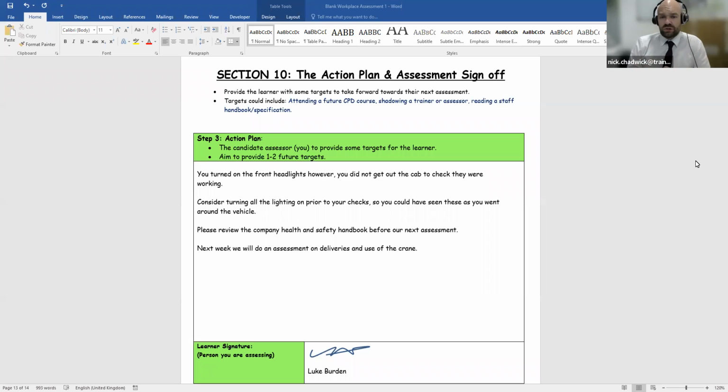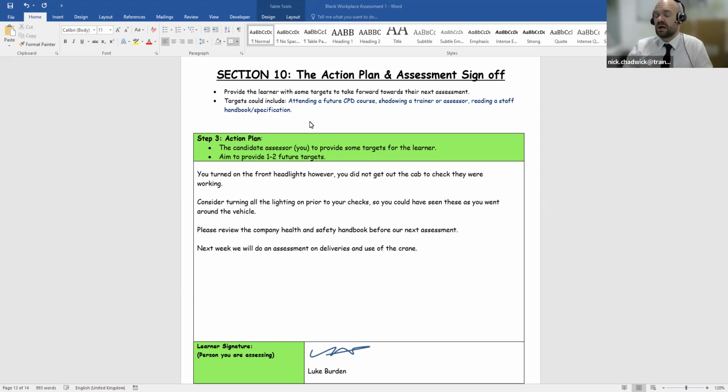Our final section of our workplace assessment is section 10, the action plan and assessment sign off document. So in this section, it's very much the end of our workplace assessment, and we are going to provide our learner with some useful targets to take forward towards their next assessment, or their next shift, their next day, their next working role. Okay, so it's very much just providing them with perhaps a target or an aspirational target that they can take on board.